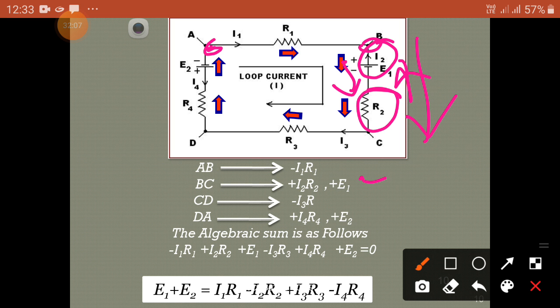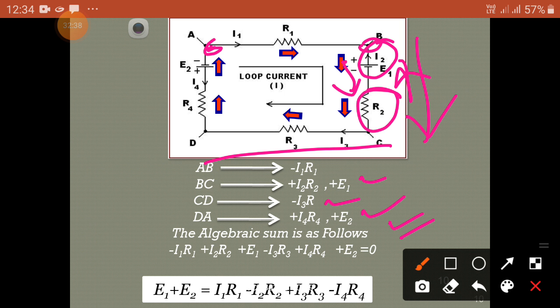Now in this loop, C to D, both currents are in the same direction, so we take it as a negative value. In this case, the current direction is this one and it is going in the opposite direction, so we take both as positive values. Then write the equation as per KVL: AB plus BC plus CD plus DA. We are going to close the loop, then it is equal to 0.